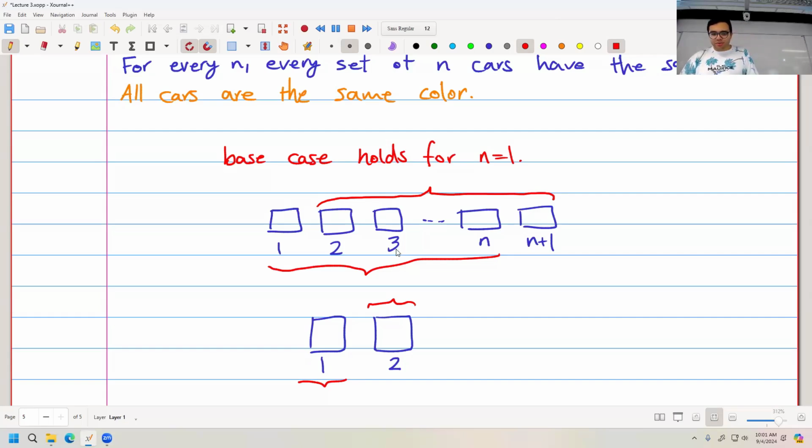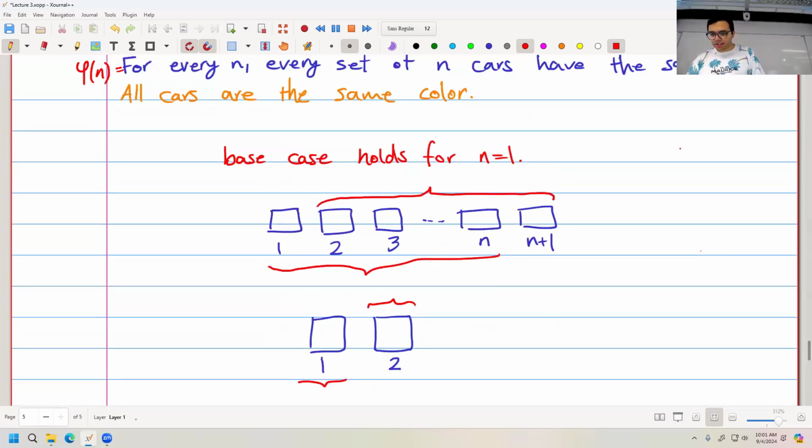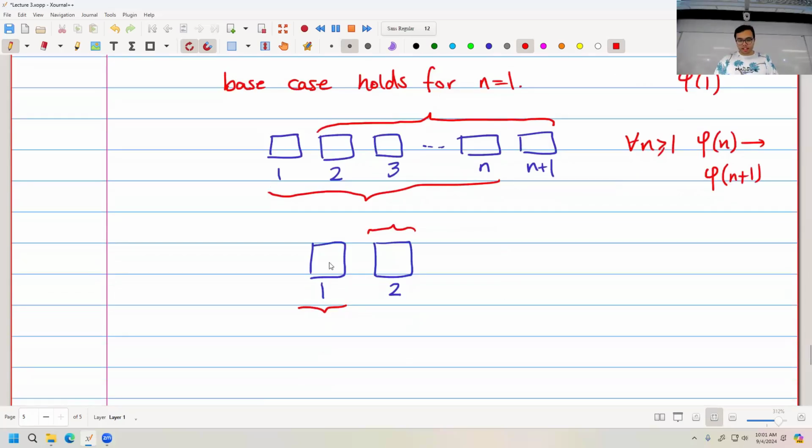So the things that I had to prove in this case was that for my base case, let's say if I call this phi of n, for my base case, I had to prove phi of 1. And then for my induction step, I had to prove that for every n that is greater than or equal to 1, phi of n implies phi of n plus 1. But this is not what I proved. What I proved was for every n that was greater than or equal to 2, phi of n implies phi of n plus 1. And I mean, that makes sense. If you think about it, if every two cars were the same color, then all cars would be the same color.